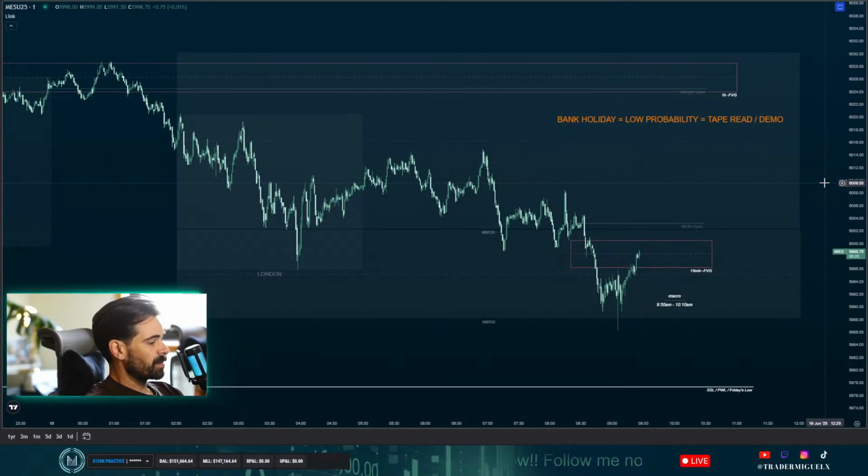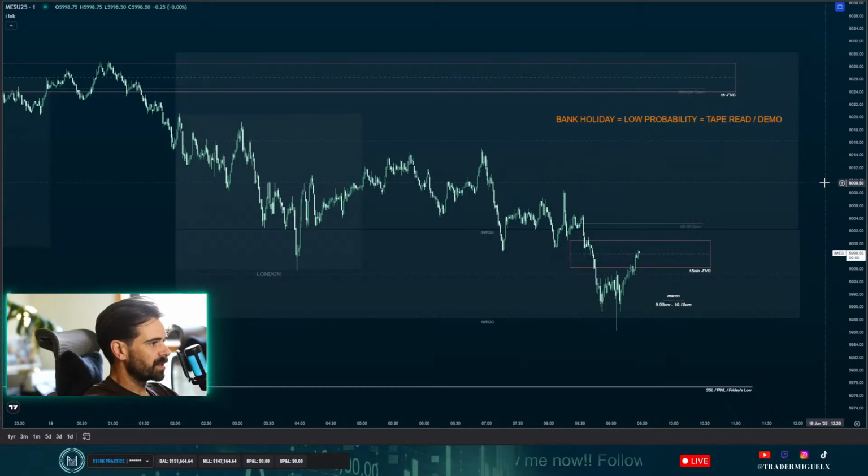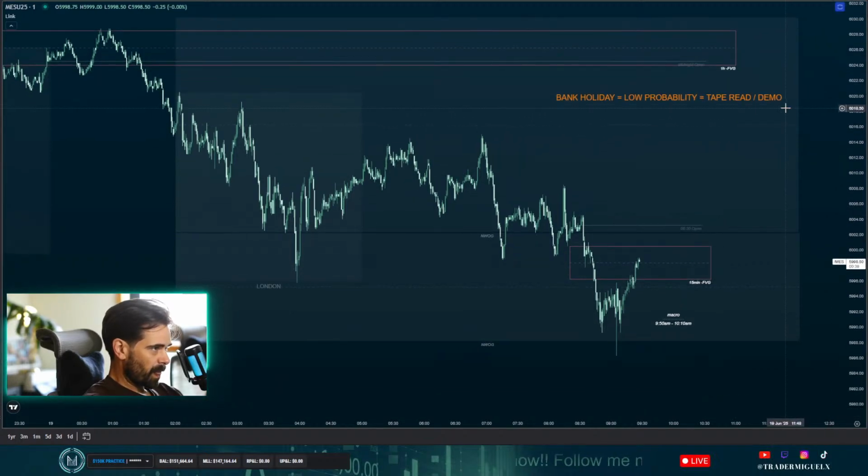It can be a high probability day, but the protocol says that whenever you have a bank holiday, you should wait for the next day, because they can eventually give us low probability conditions, which means that sometimes the setups can be there, but they will not deliver as usual, and not with the usual probability to get to our drawn liquidity. So it can be some kind of a strange behavior type of market. So that's why we just tape read and demo on days like the bank holiday.